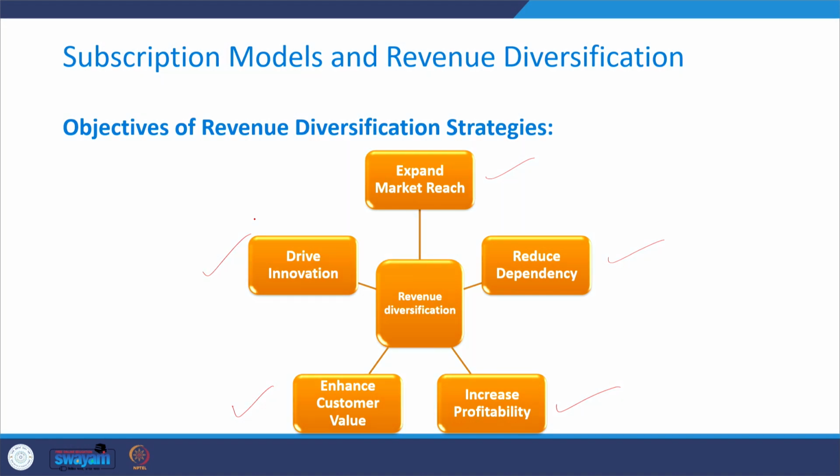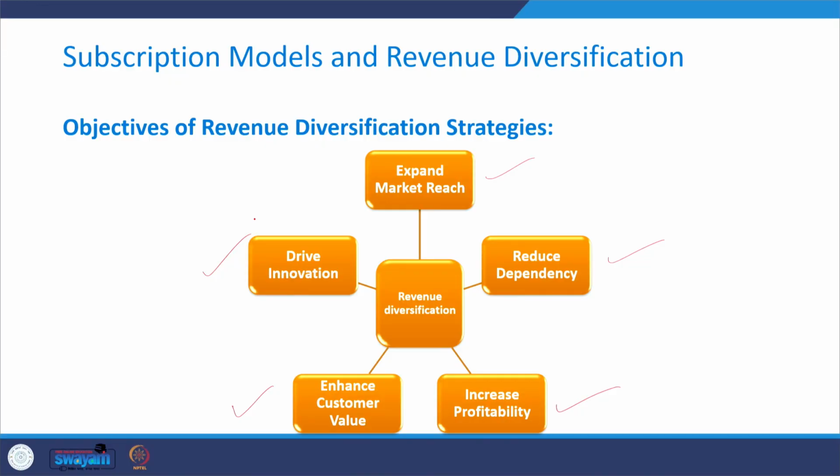First objective here is to expand market reach. One objective of revenue diversification is to reach new markets or customer segments that were previously underserved or untapped by the company's core offerings. Second objective is reducing dependency. Revenue diversification aims to reduce reliance on a single source of income, whether it's a particular product, service, or customer segment, to create a more balanced and sustainable revenue mix.